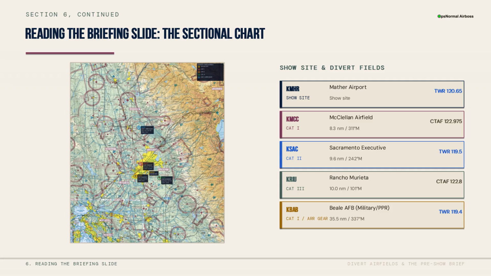The point of putting this next to the table is simple. A performer under pressure recognizes a field on a chart, not just recalls a name from a list. And like every chart in this kind of briefing, it carries a not for navigation notice. It's a briefing aid. The crew still checks current FAA publications before they ever fly.